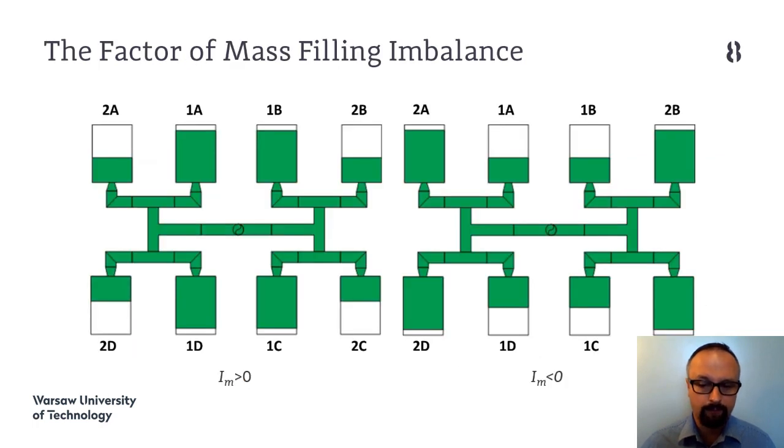To assess the severity of our imbalance in filling, we use a factor of mass filling imbalance, and this factor is positive when inner cavities are filling faster, and it is negative when the outer cavities tend to fill faster.